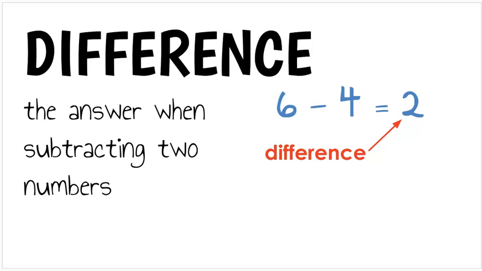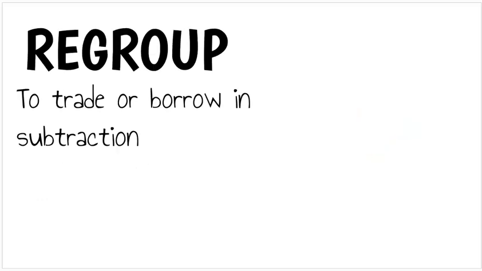Difference is the answer when subtracting 2 numbers. So 6 minus 4 equals 2. 2 is the answer. That is the difference. The answer when subtracting 2 numbers.